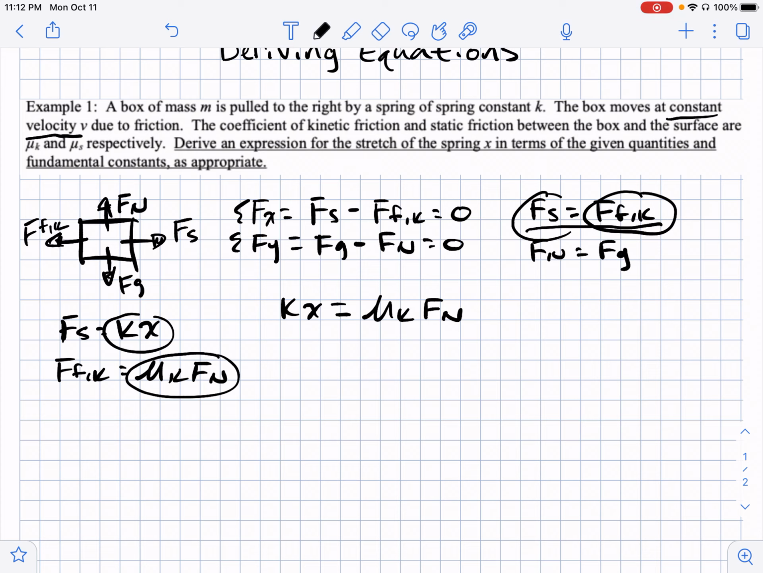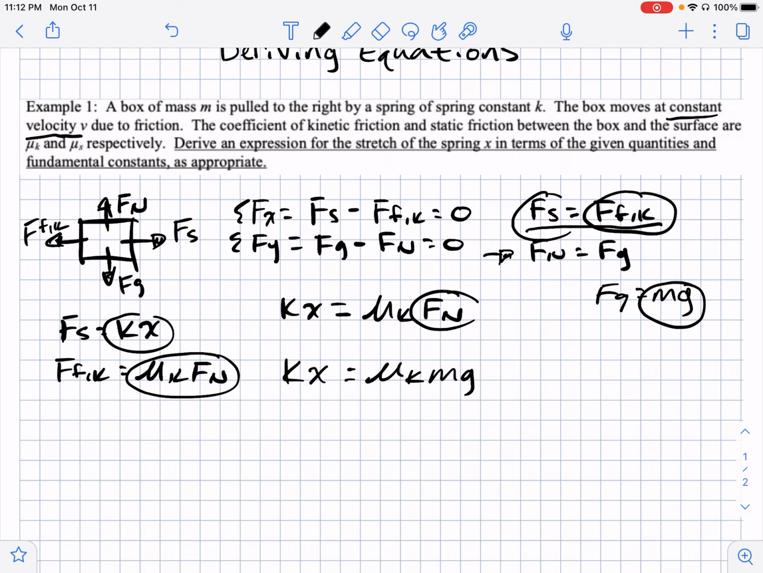Now, this normal force is not one of those fundamental constants, so we need to do another substitution. We know that the normal force from our net force equation is equal to Fg, and earlier in the year, we learned that Fg is equal to mg. So we can do another substitution and substitute mg for the normal force. By doing that last substitution, we know that kx is equal to mu k mg.